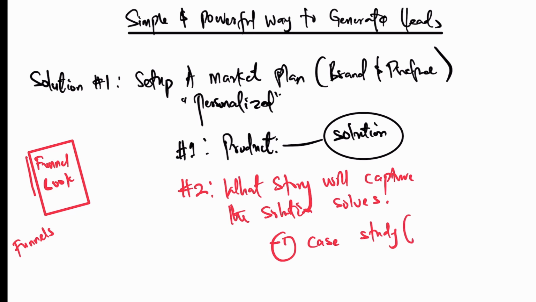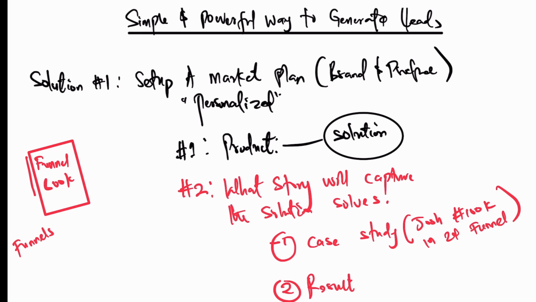A case study is telling the story of people who have applied, for example, in my case, funnels in their business and have seen results. And I can tell a story of how Joshua made 100,000 naira or $100 in 24 hours using funnels. That's a case study. Number 2 way to tell the story of my product is to use results and testimonials.